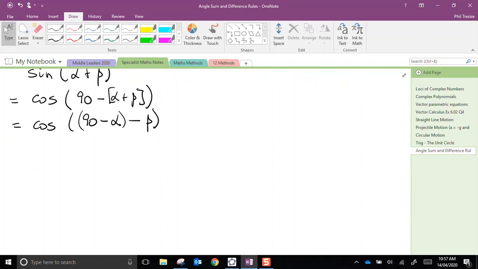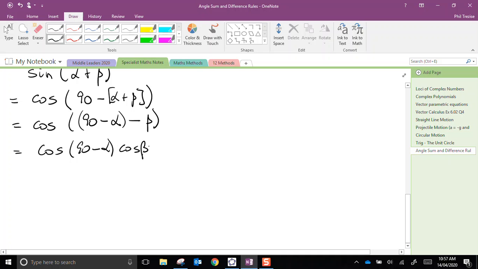Let's make the necessary replacements. So it's cosine of the first angle by cosine of the second angle plus sine of the first angle by sine of the second angle. Now 90 minus alpha, the complement of that is alpha, and so I'm really talking here about sine of alpha. Cosine of beta doesn't have to change.